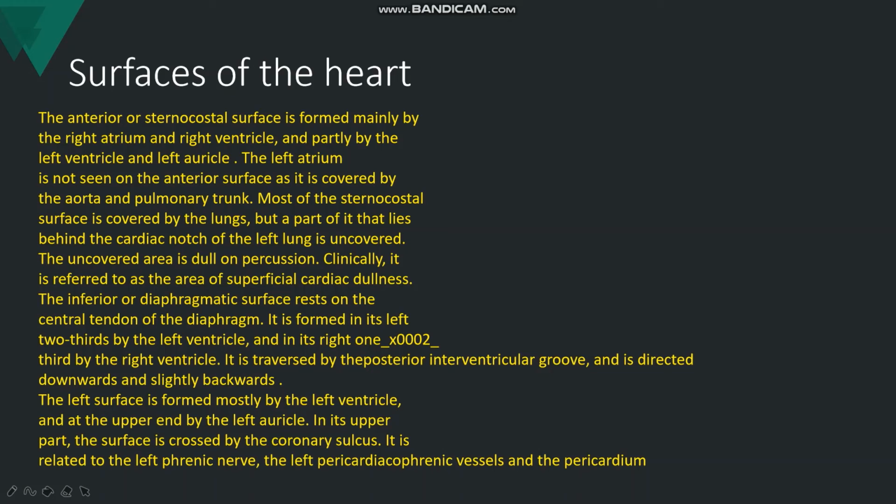So the left surface is formed mostly by the left ventricle and at the upper end by the left auricle. In its upper part, the surface is crossed by the coronary sulcus and it is related to the left phrenic nerve, the left pericardiophrenic vessels and the pericardium.